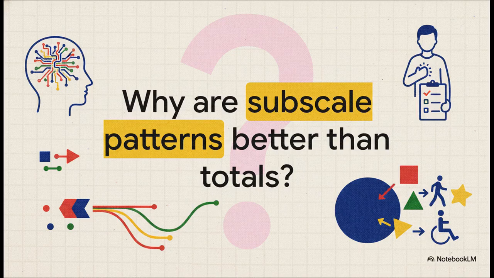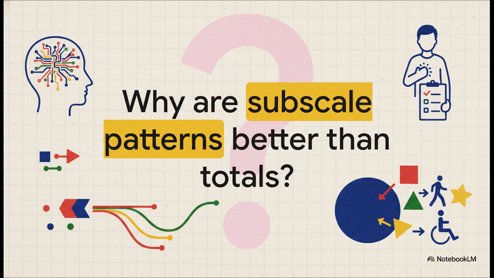So let's kick things off with a bit of a paradigm-shifting question. Why are subscale patterns way more useful than total scores? Look, we've all been there, right? A patient hands back their questionnaire, we tally up that final score, and we just let that single number dictate how severe their condition is. But treating the total, that's a massive clinical pitfall.